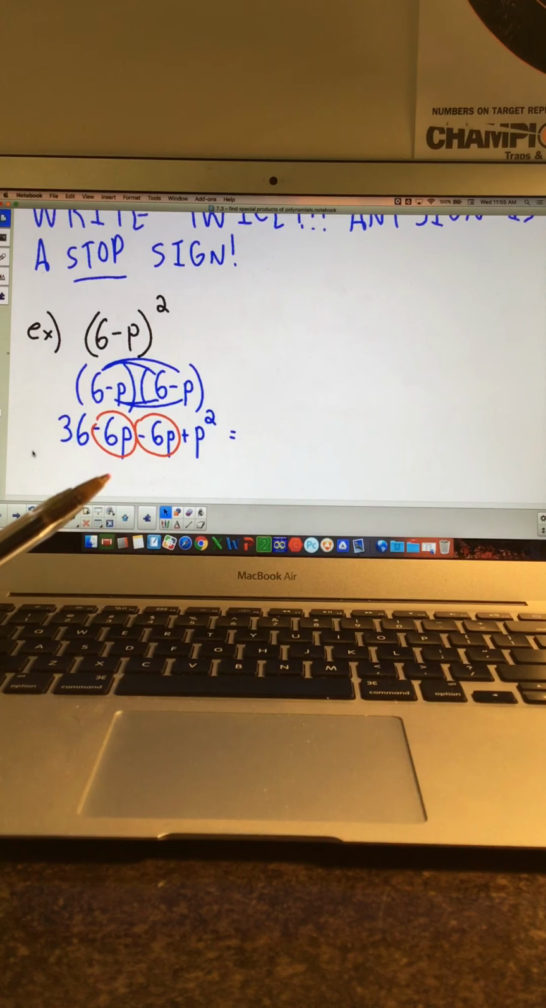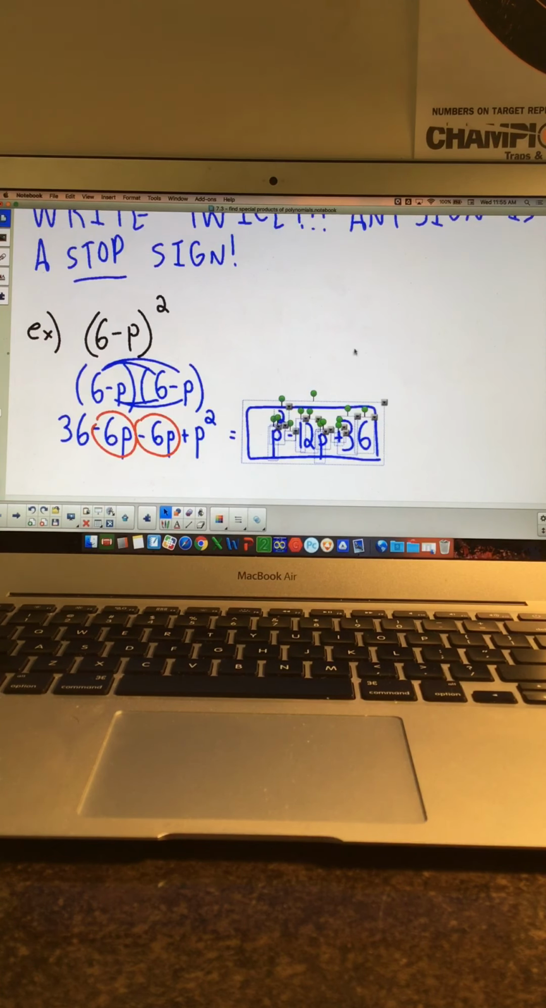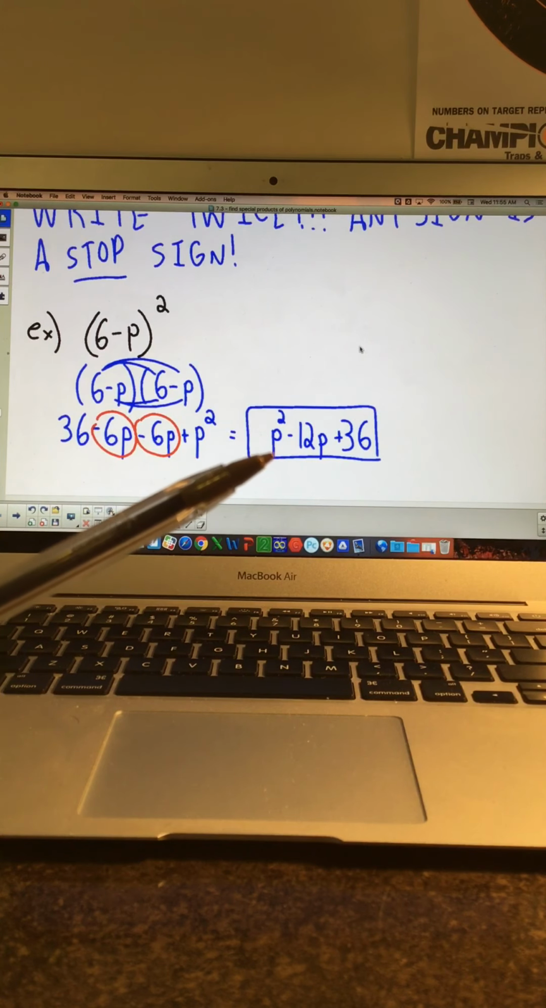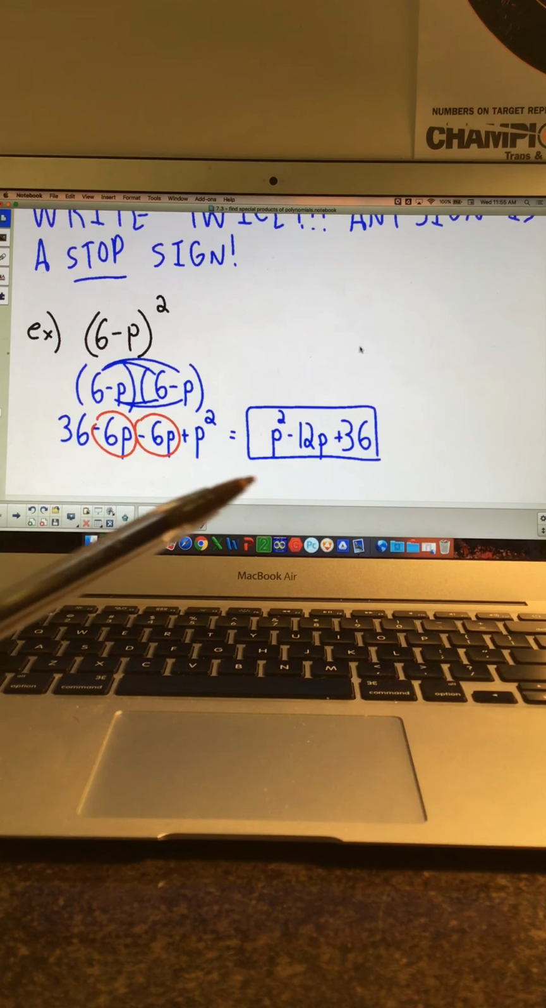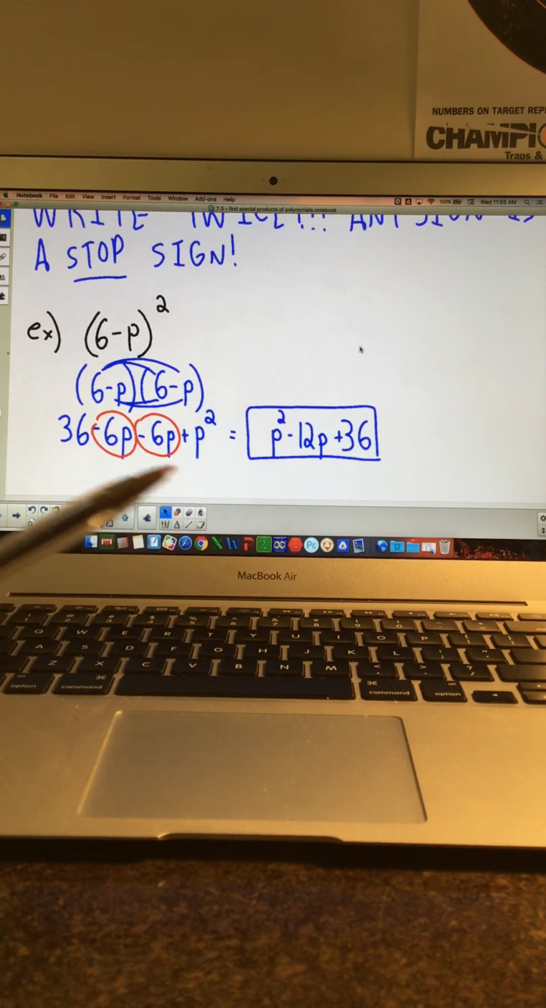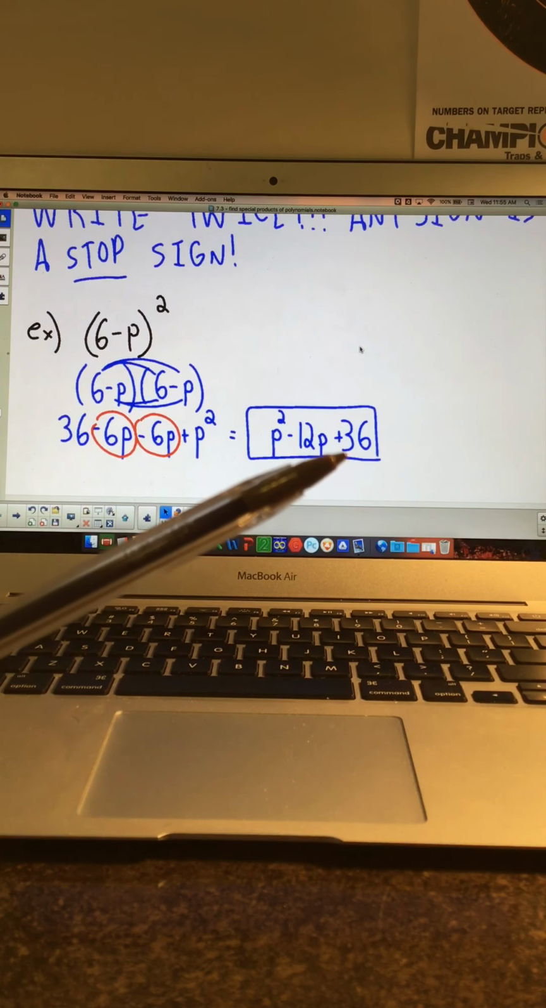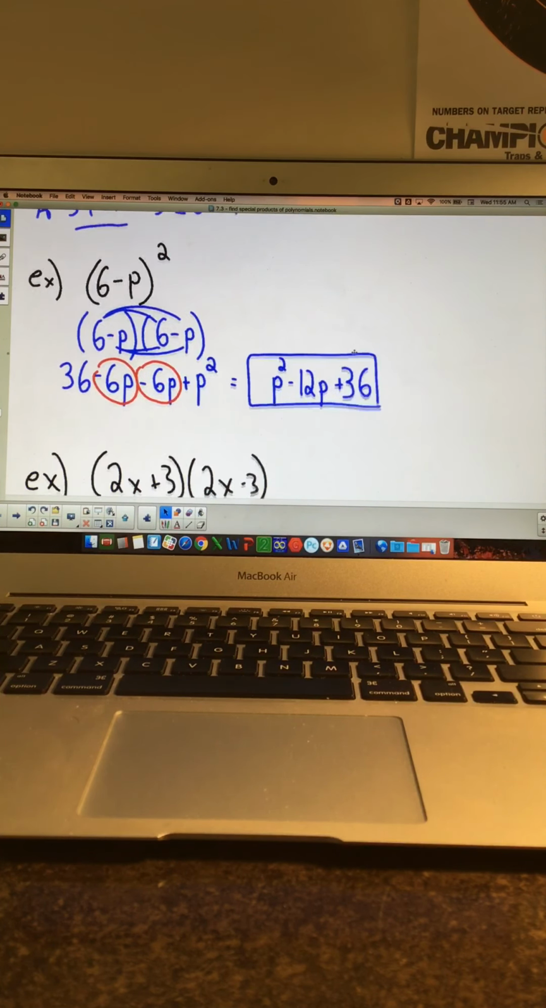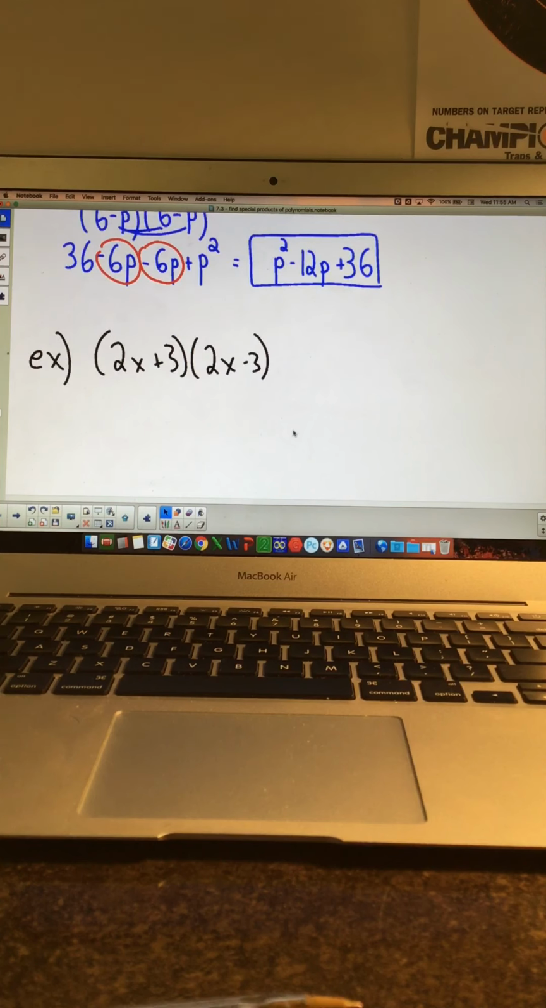We've got like terms. Simplify the like terms, and make sure we write it in the correct order. This p squared should really be first, and that 36 should really be last. So when we combine like terms and write our final answer, make sure we put that p squared in front, and make sure you put that 36 last, and it's a positive 36.